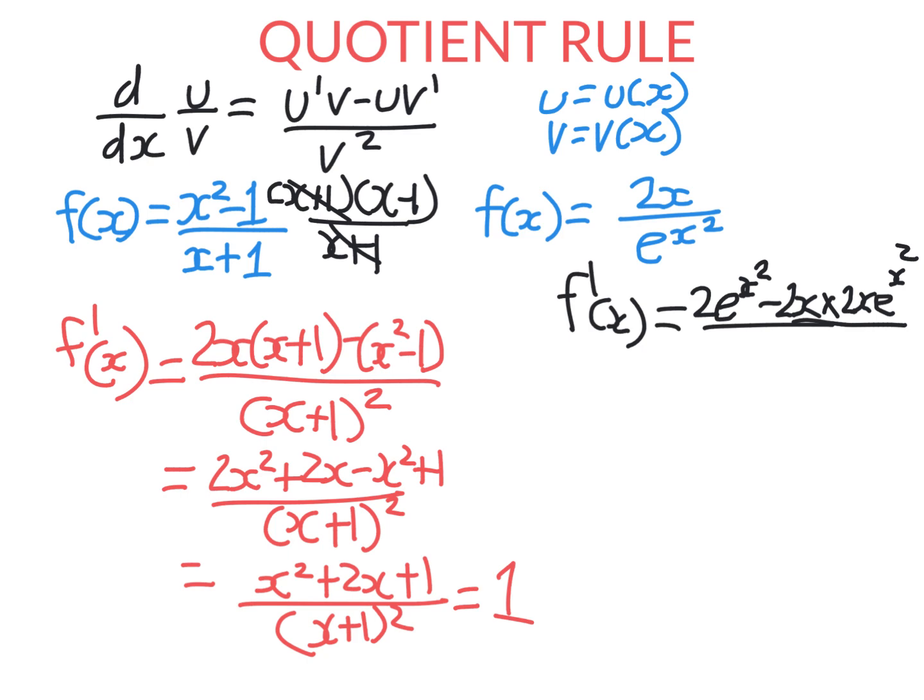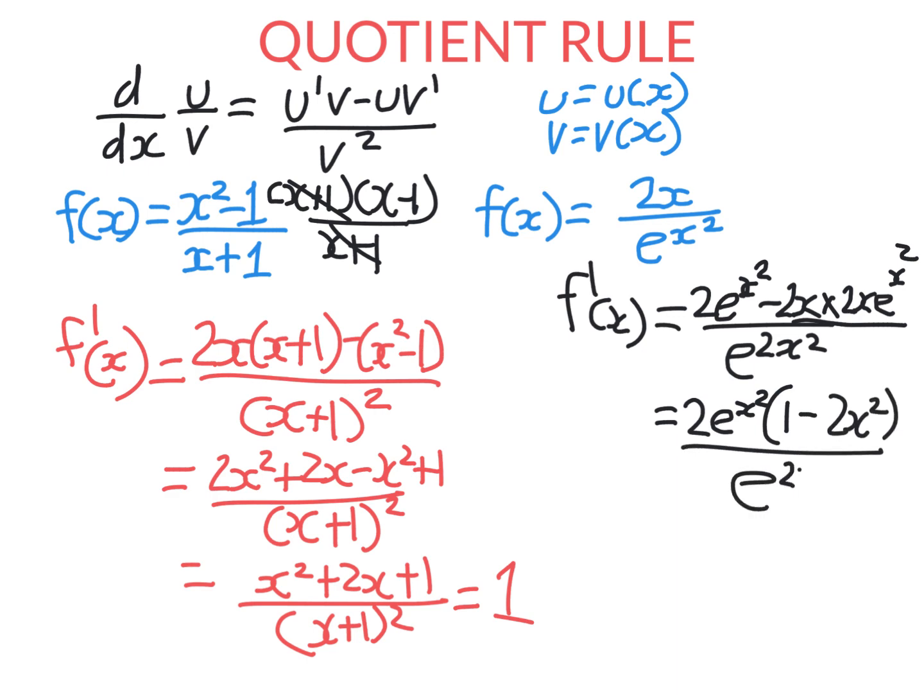So on the bottom, I need to square this. So if you square e to the x squared, you actually get e to the 2x squared. All right, this one can be simplified a bit. So you can see on the top, both this term and this term have a common factor of 2e to the x squared. So take that as a factor, I'm left with 1 minus, so x times 2x is 2x squared. And that's all over e to the 2x squared.